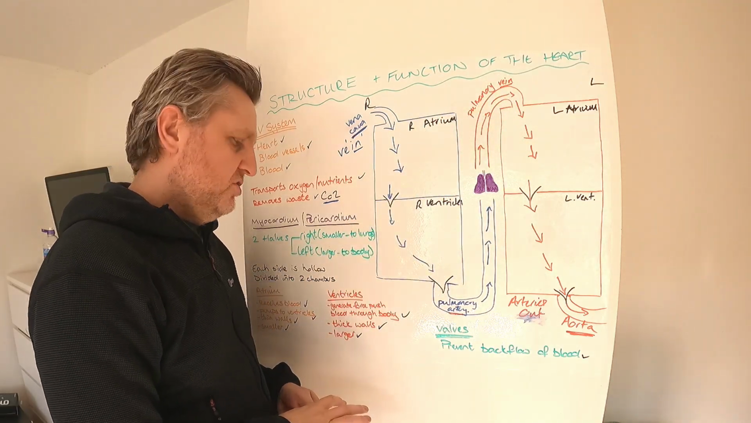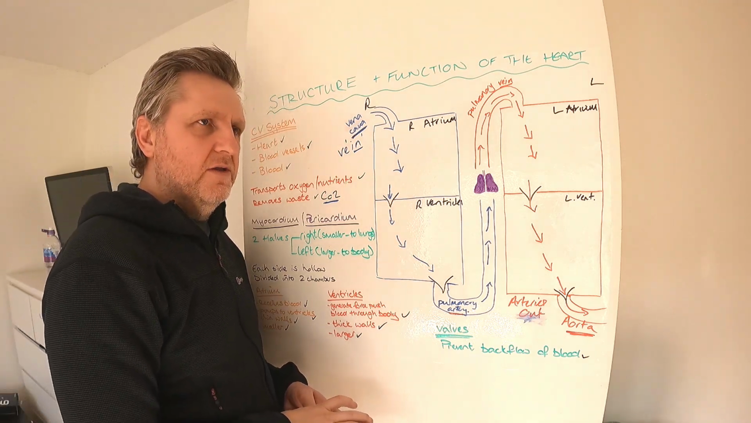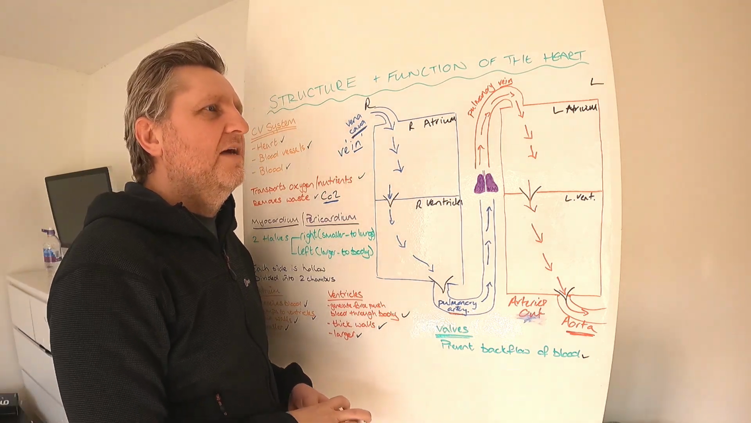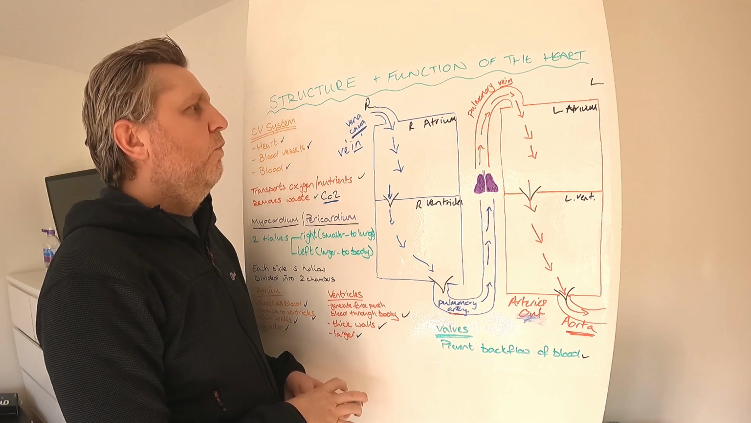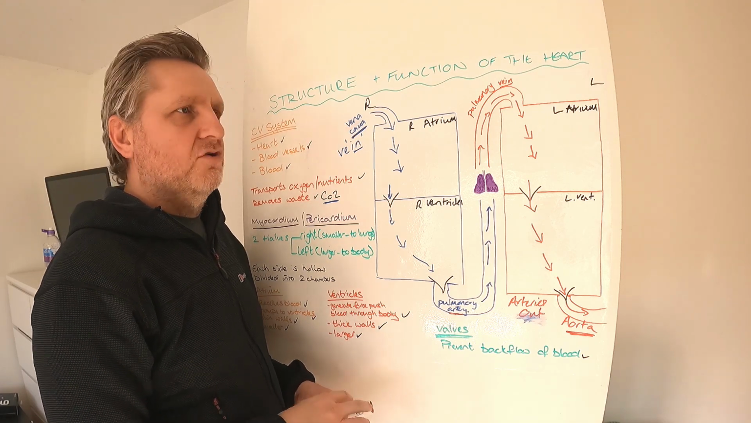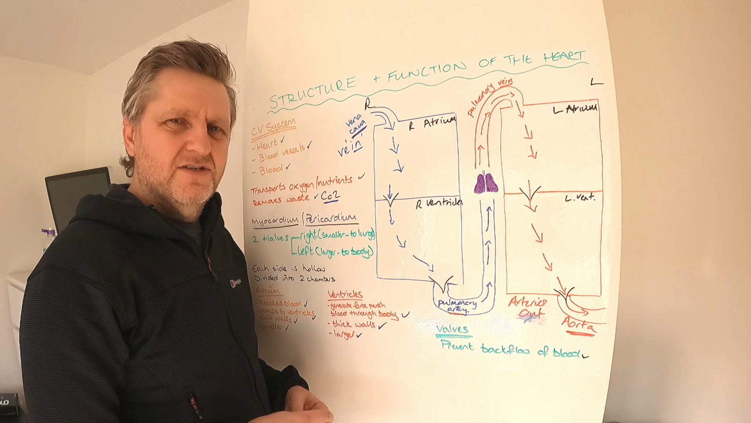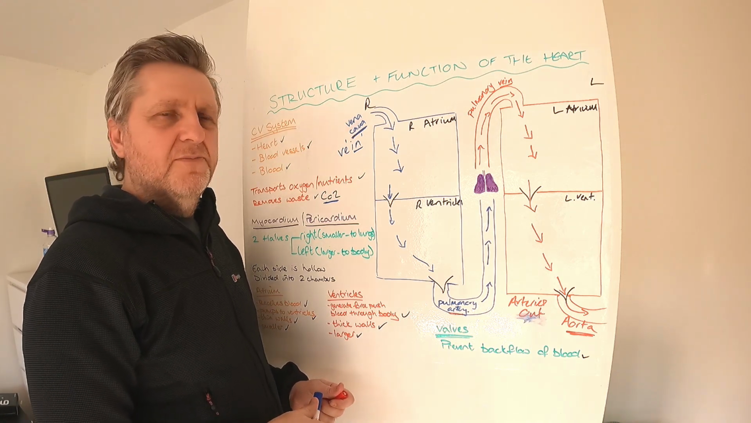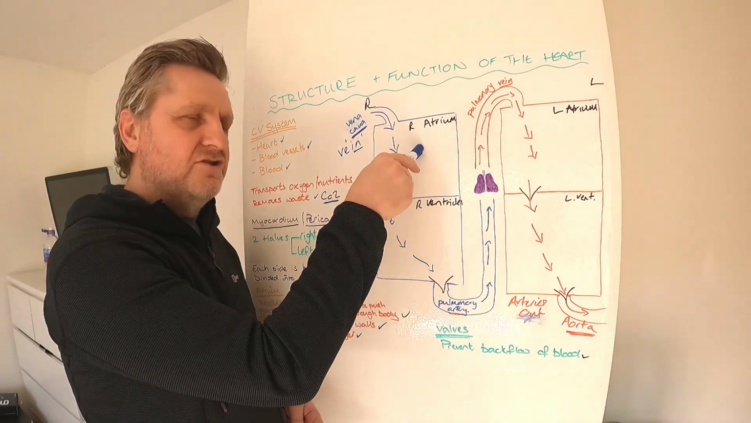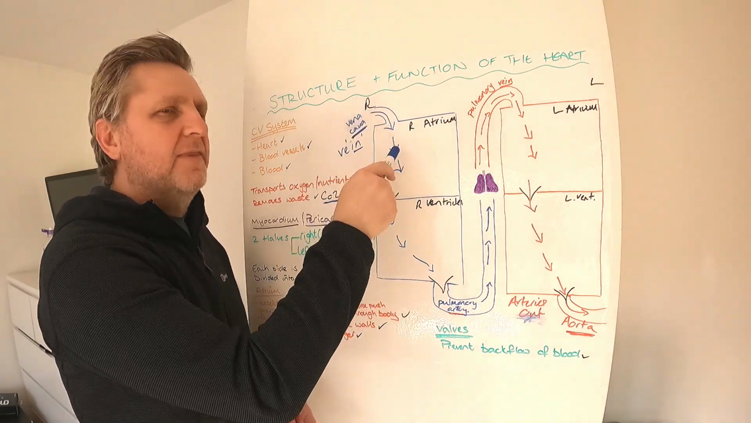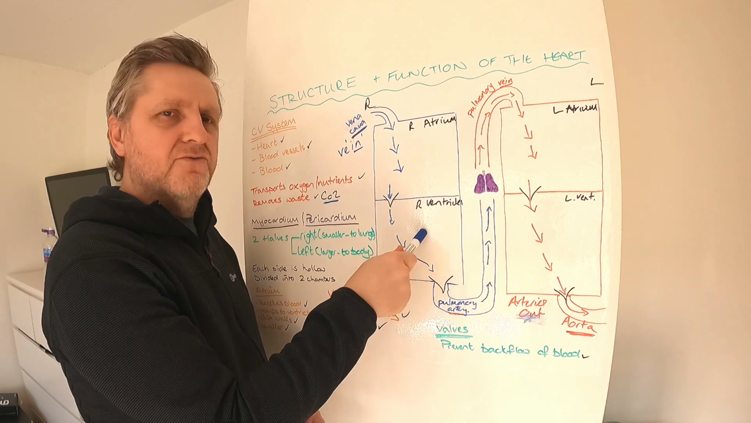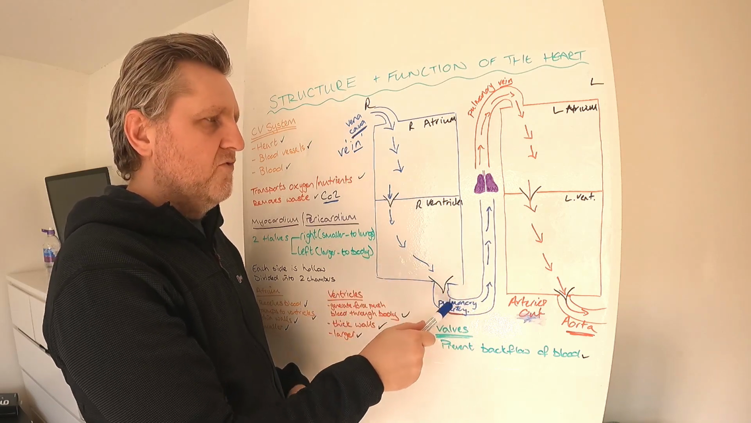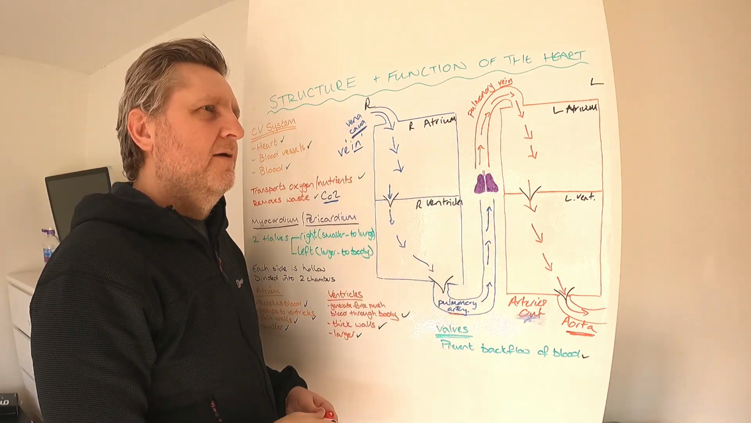So you might get asked questions in your exam or when your tutors or assessors are questioning you on this. Where does deoxygenated blood start in the heart? Where does it enter the heart? And the real simple answer, deoxygenated blood enters the heart through the right atrium from the vena cava, and it makes its way into the right ventricle through the pulmonary artery into the lungs.